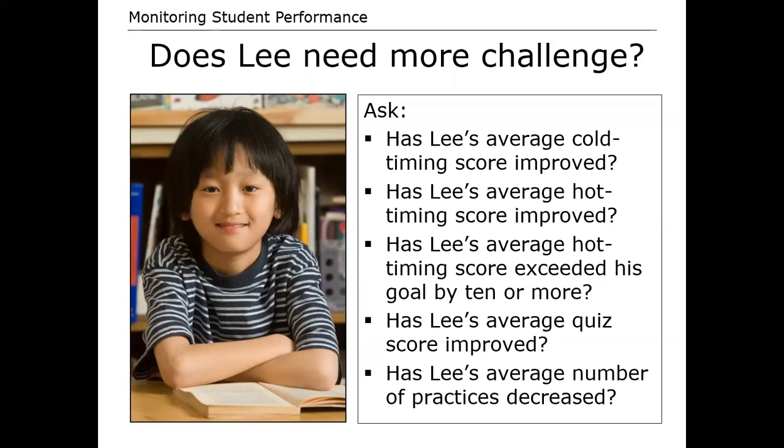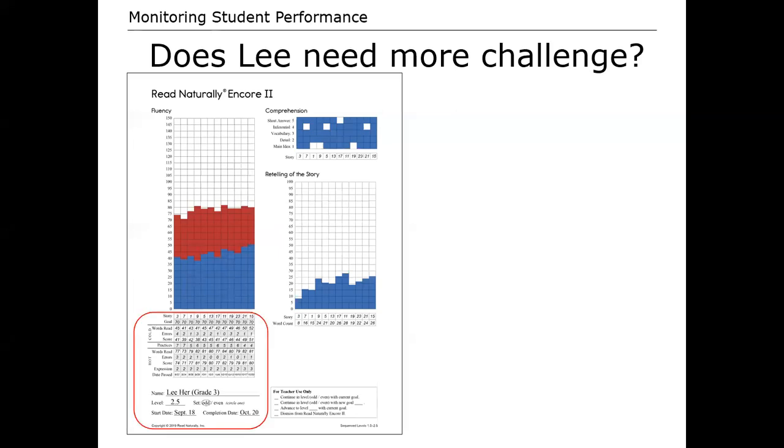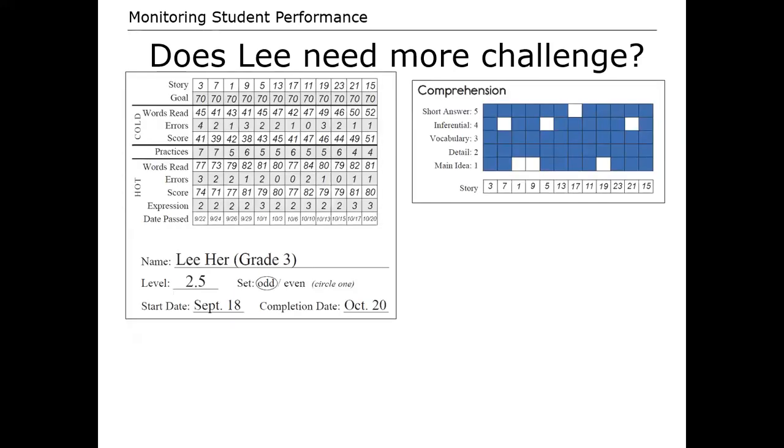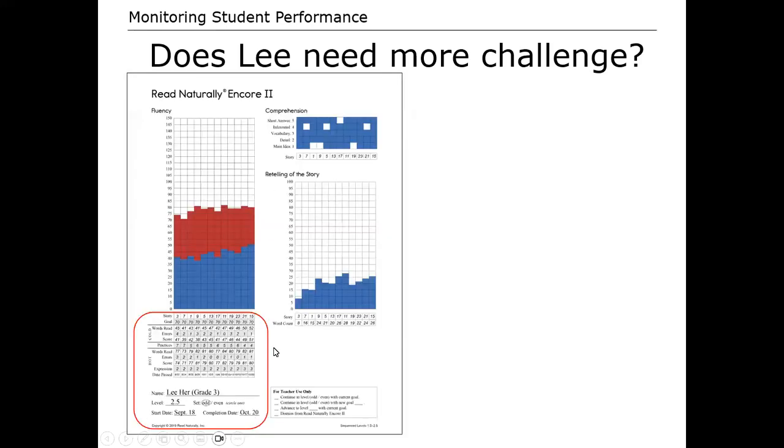Here are those 5 points that I talked to you about. Remember a few slides ago, it was improvement in cold timing, hot timing, their average hot timing score compared to their goal, their quiz improving, and their number of practices decreasing. So we're looking for progress in at least 2 of those areas. Here is the data that you're going to look at, right? My red box just went around the specific data of how the student did on each story. So let me zoom in on that. This large black and white box is a blown up image of where this red circle is.